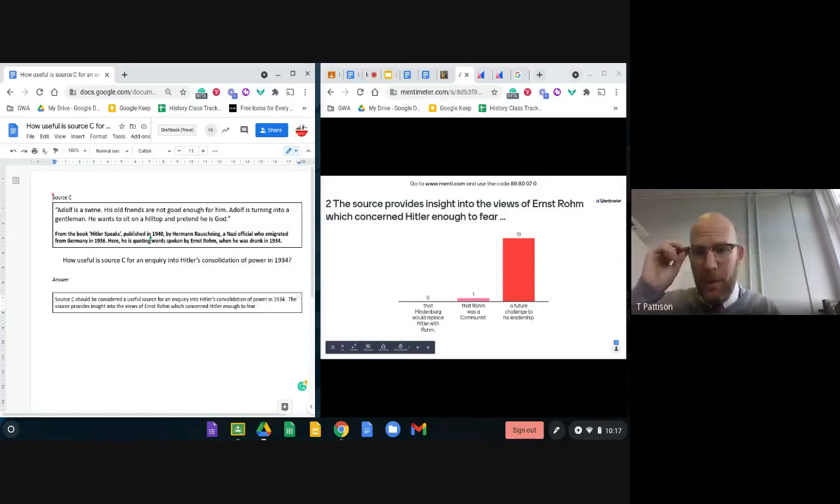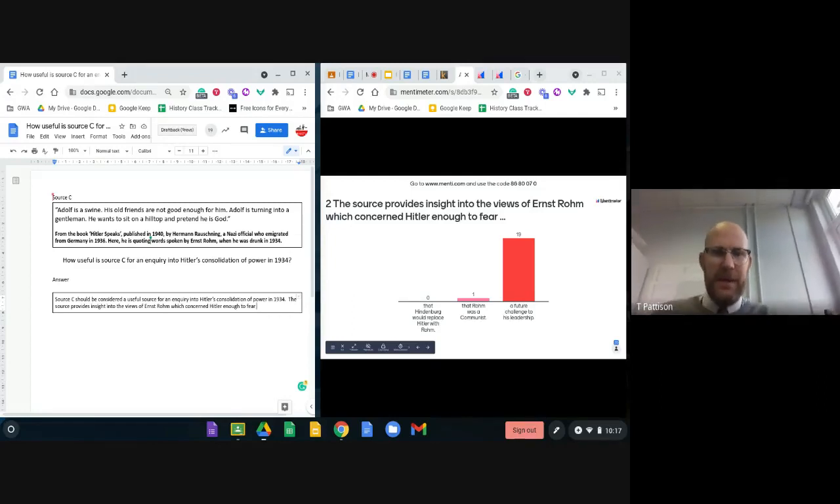Okay, I think we'll go with what we've got so far then, because even if we do get a couple more, it won't change. The overwhelming choice is that we should say the source provides insight into the views of Ernst Röhm, which concerned Hitler enough to fear a future challenge to his leadership. I'd agree with that. Really interesting to see somebody chose that Röhm was a communist. It's a really good point.